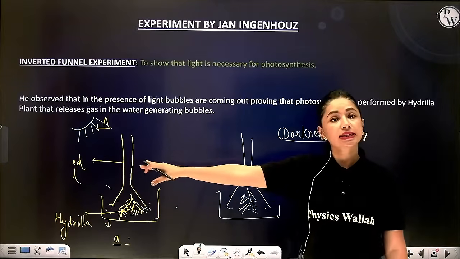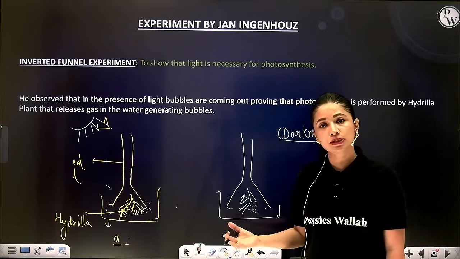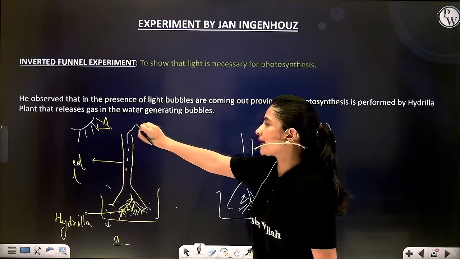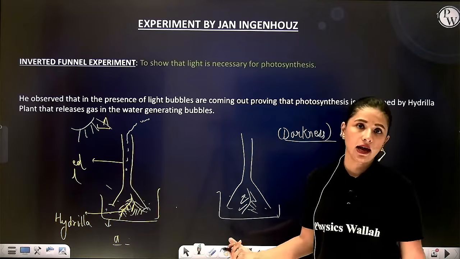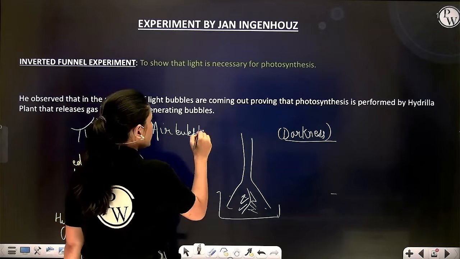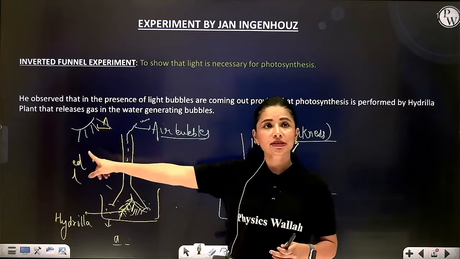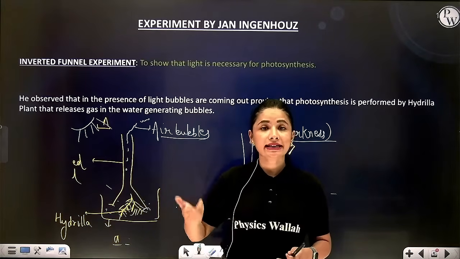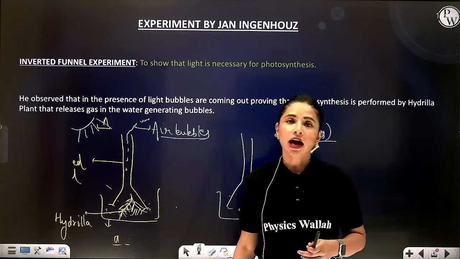So A setup was kept in the light, whereas B setup was kept in the darkness. After some time, Jan Ingenhousz observed that in A setup, air bubbles were rising, but there was no such air bubble in the B setup. These air bubbles are arising in A setup only because in the presence of light, this hydrilla plant is performing a process which is releasing gas, and when gas is released in water, bubbles start arising.